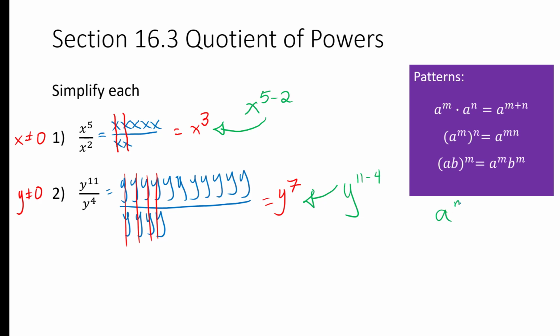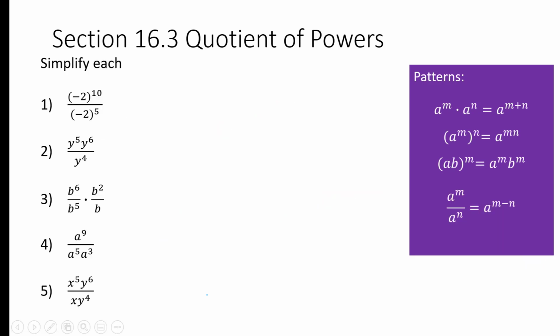If we've got a to the m over a to the n, we can do a to the m minus n. And again, we're going to have to add a little thing to this rule that says a is not equal to 0, because we can't have a 0 in the denominator. Okay, our new rule's in our list over here, and I will just add to say a is not equal to 0.